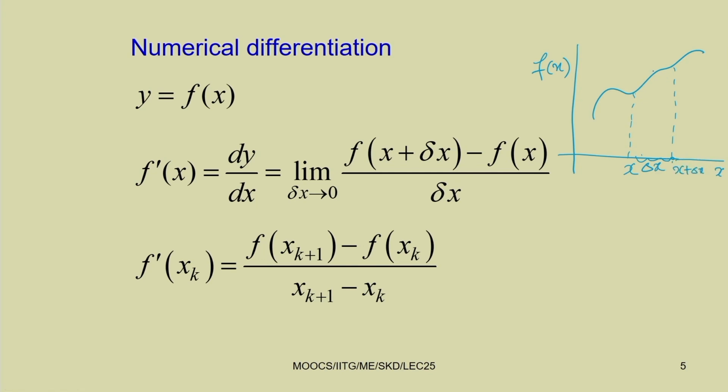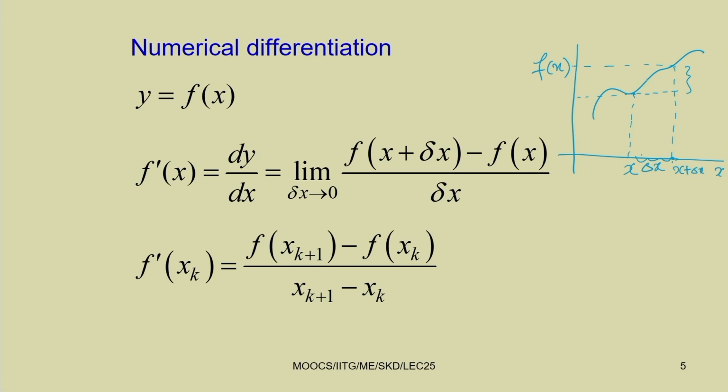So we can find the value of f x at this point. So this is f x, and this is f x plus delta x, and we can find this derivative dy by dx equal to f x plus delta x minus f x by delta x. You just see, depending on the value of delta x, this value will differ. If I am taking delta x as this, then this is f x plus delta x minus f x, and this is delta x.